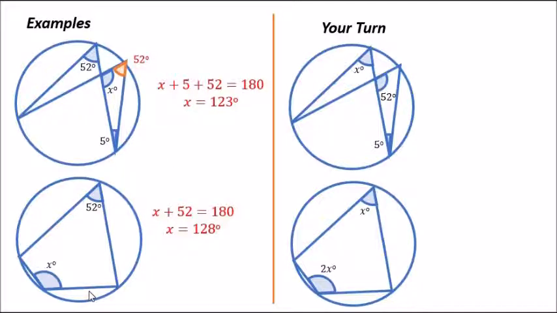In this question here, this is a cyclic quadrilateral. Again, all four points of this quadrilateral are on the circumference of the circle. That is important. If any of those points are not on the circumference of the circle, then this does not work. When we have a cyclic quadrilateral, opposite angles add up to 180 degrees. Therefore, x plus 52 is equal to 180, and x is equal to 128 degrees. Take some time to copy that down into your notes, and then have a go at these two questions here.